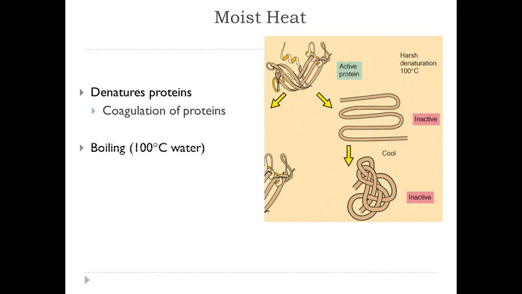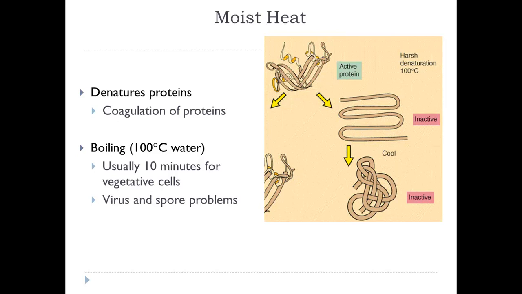An example of moist heat would be boiling water at 100 degrees Celsius. Usually, we want to boil water for 10 minutes to kill vegetative cells. Boiling water destroys the vegetative cells of most bacteria, but remember, it's not effective in killing spores. The only thing effective in killing endospores is an autoclave. Boiling only inactivates some viruses, so it doesn't kill all the viruses, and it's definitely not going to kill endospores.